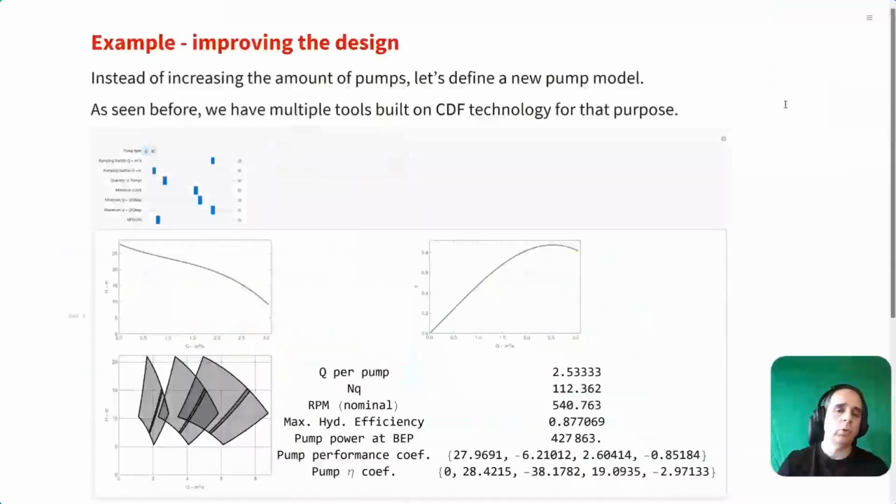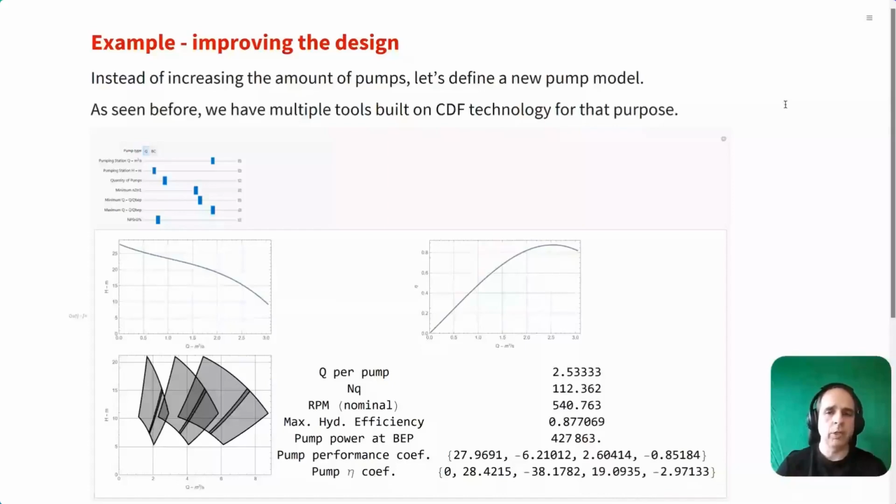So in order to improve the design, obviously there are multiple options. The one that we are going to explore here is to install pumps of extra capacity. Well, install 5 pumps of extra capacity. We could simply put more pumps. Well, we could do a lot of different things.